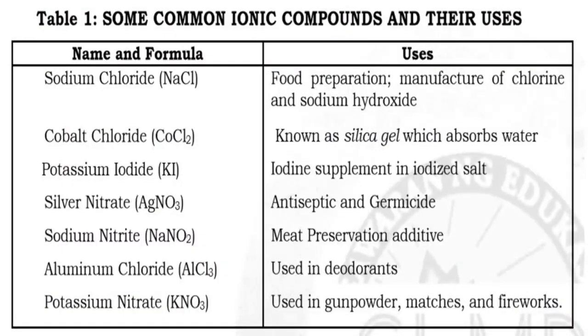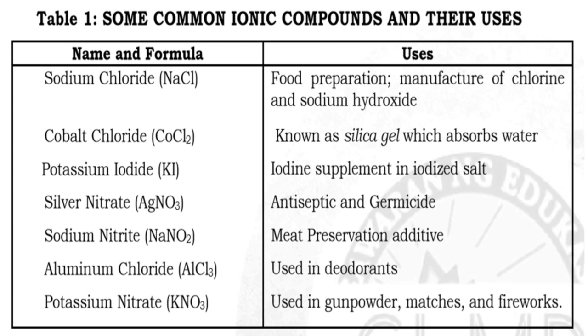And now, let's go to some common ionic compounds and their uses. Name: sodium chloride, formula NaCl, and its uses: food preparation, manufacture of chlorine and sodium hydroxide. Compound name: cobalt chloride, formula CoCl2, uses: known as silica gel which absorbs water. Next one, potassium iodide, formula KI, iodine supplement in iodized salt.